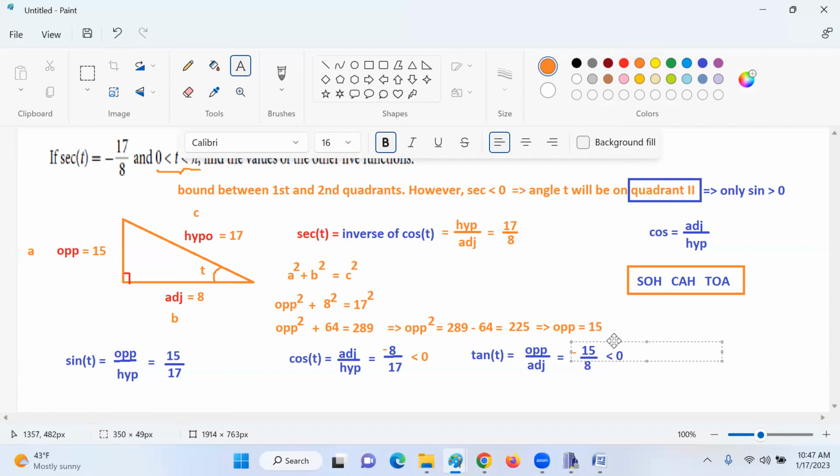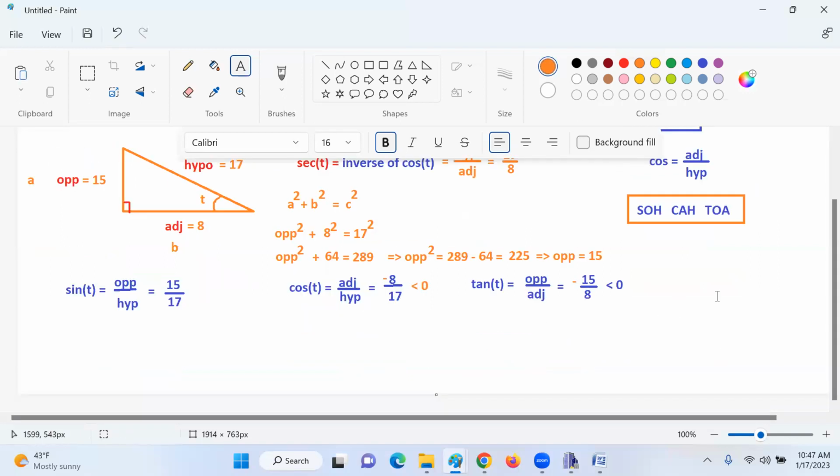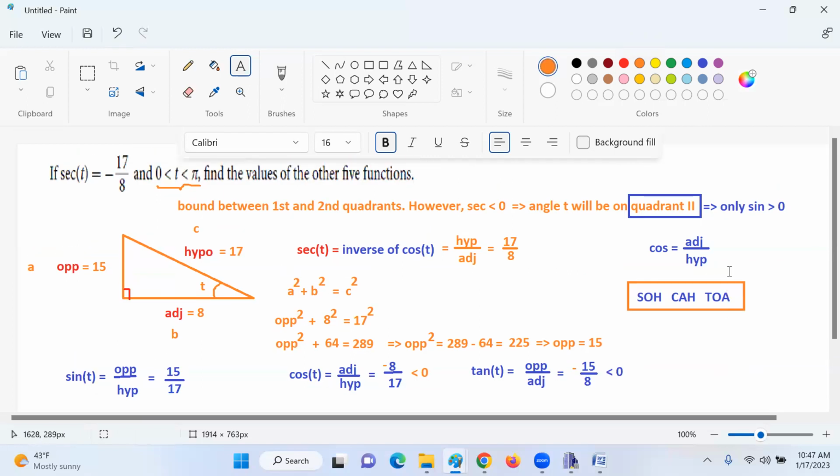The cotangent is negative 8 over 15, and so on and so forth. Are we good with this? Do you need one more example? I feel like every example just worked like this.